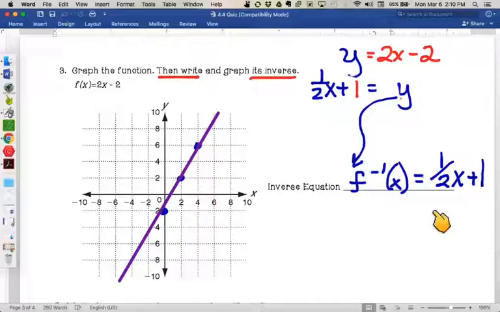Now to find the inverse of this, the easiest thing to do would be to come over here and switch the ordered pairs around. So instead of 4, 6, I'll graph 6, 4. And instead of 2, 2, I'll graph 2, 2. And instead of 0, -2, I'll do -2, 0. So that's simply how you graph it. It's not difficult.